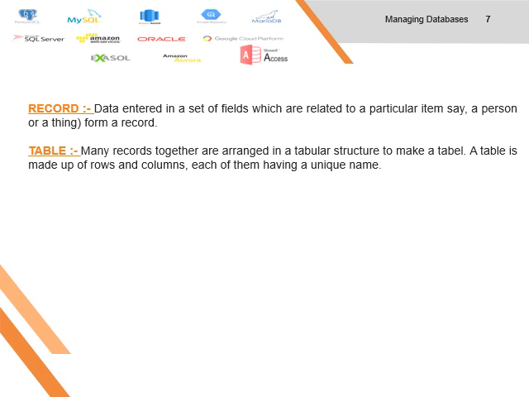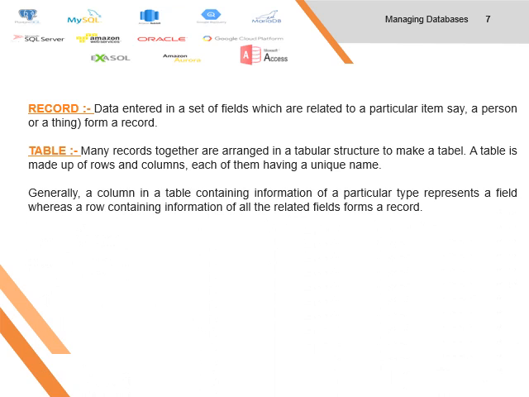Table: many records together arranged in a tabular structure to make a table. A table is made up of rows and columns, each of them having a unique name. Generally, a column in a table containing information of a particular type represents a field, whereas a row containing information of all the related fields forms a record.